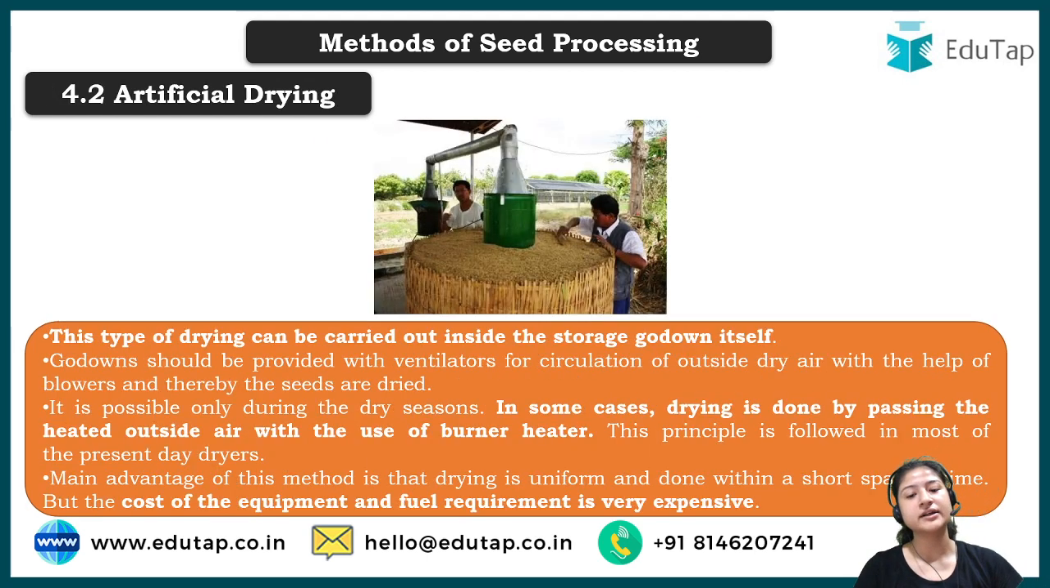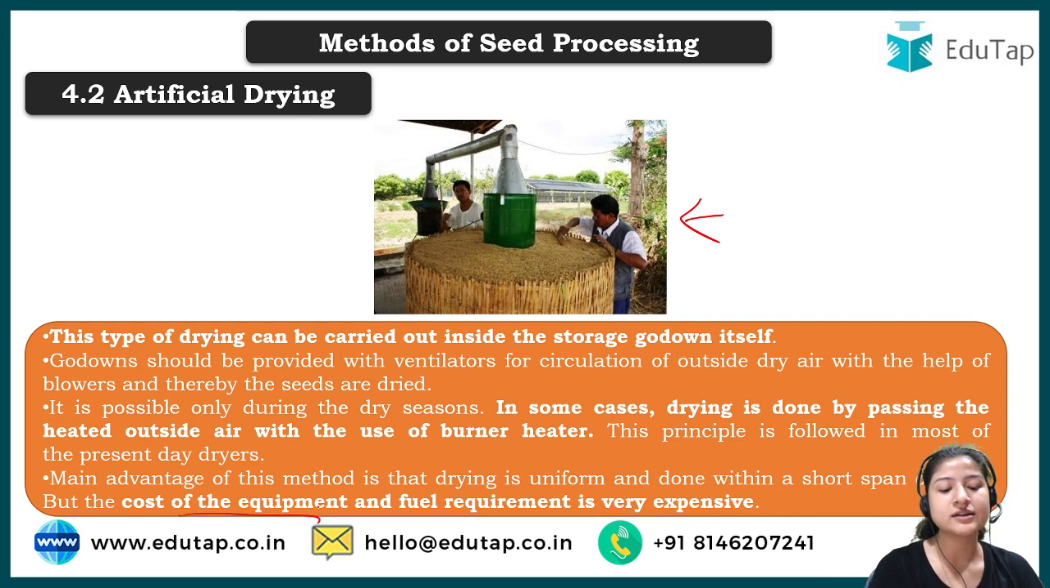Next is artificial drying. This is a new method in which machines are used to heat dry the seeds. There are both positive and negative effects of that. Positive is that, as you can see in the picture, it does not require much area, and apart from that, it dries them quicker than the sun dried method. But the loss is that the equipment is very costly and not every farmer can afford it. In fact, the fuel requirement is also very expensive.